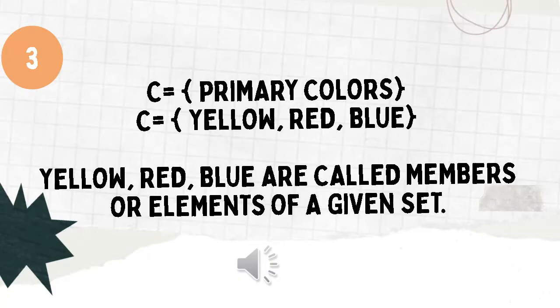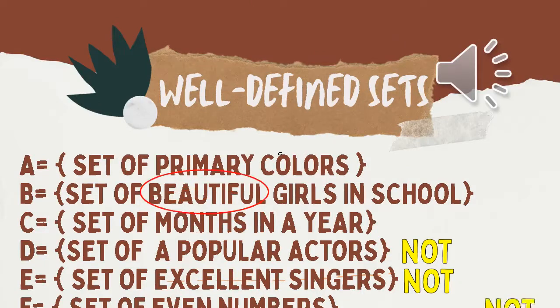Okay, another example, set C is a set of primary colors. So, ano yung mga primary colors? So, set C is a set of yellow, red, blue. So, in short, yung yellow, red, at blue ay mga primary colors. So, sila yung element ng set ng primary colors. Okay? So, now, let us identify well-defined set.